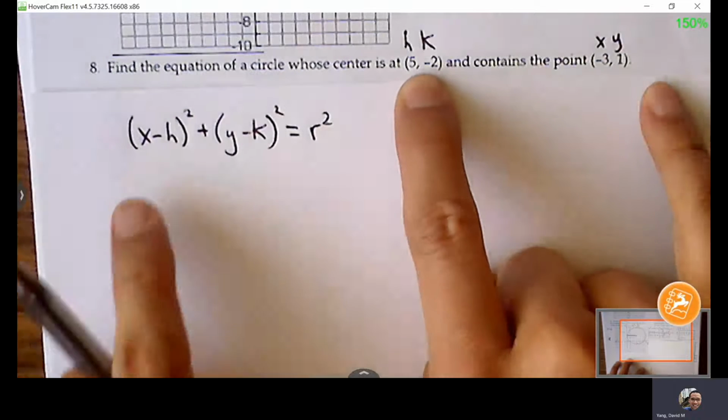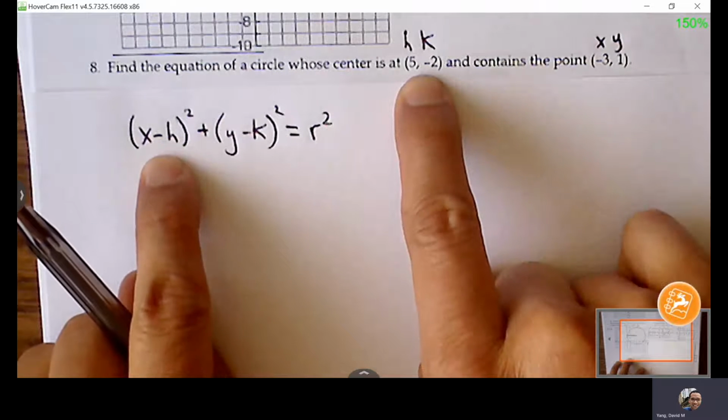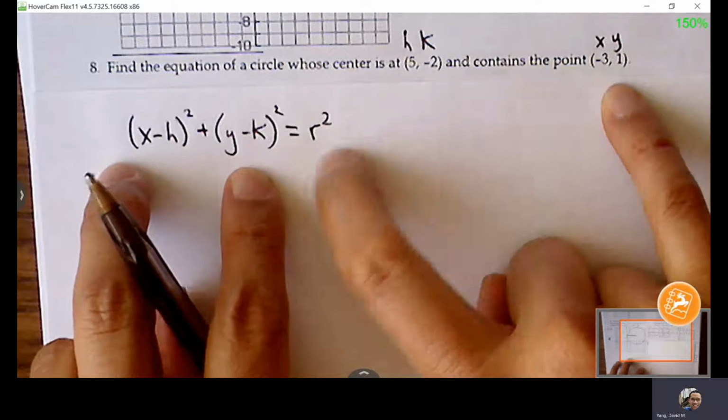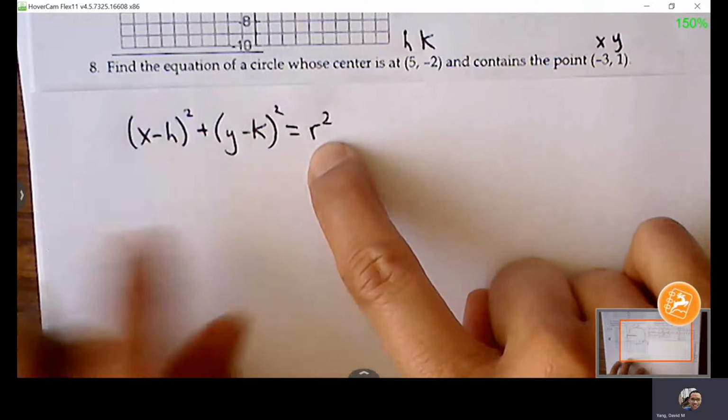Okay, so I'm going to replace all the h's and k's with 5 and -2 and replace every x and y with -3 and 1. And that will help us solve for r.